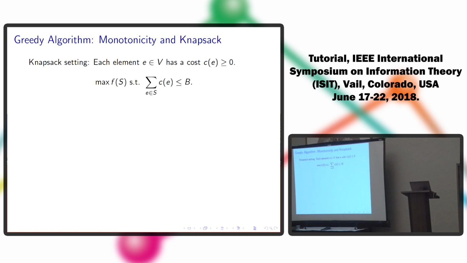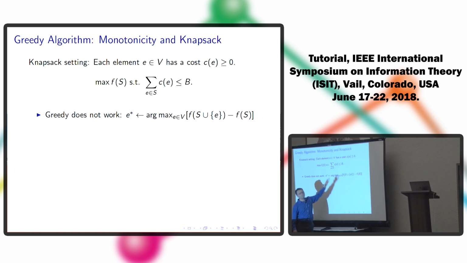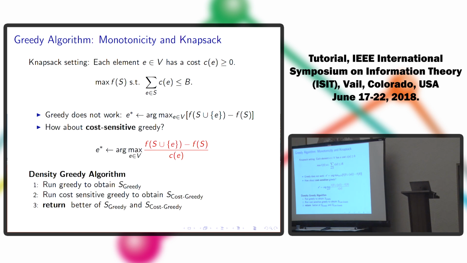Can we solve this problem? Of course, the greedy algorithm is not going to be a very good algorithm because it doesn't care about the cost of elements. It just cares about the utility of the elements, so it's going to do a very bad job. A natural idea is to look at a cost-sensitive greedy algorithm, which balances between the utility and the cost. It turns out that this algorithm is also not going to do well.